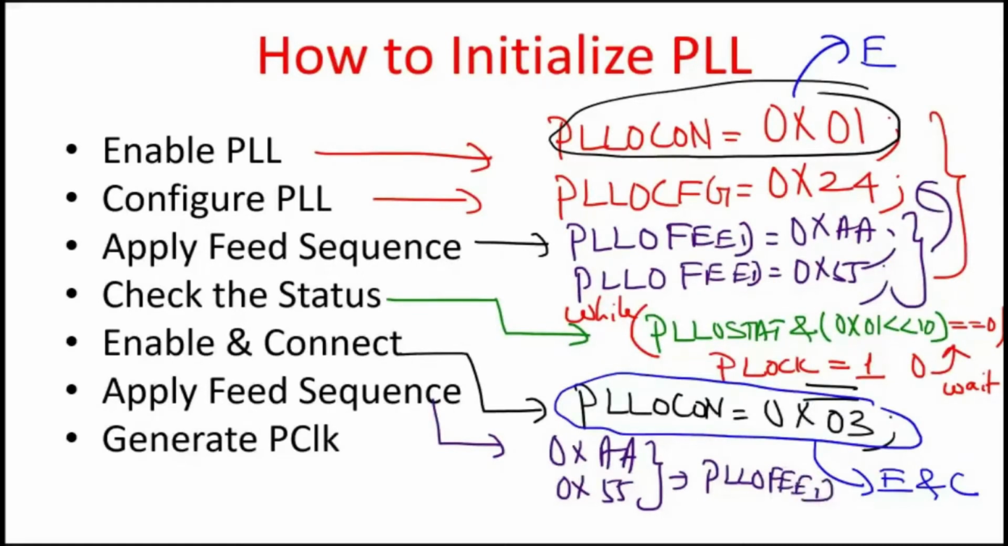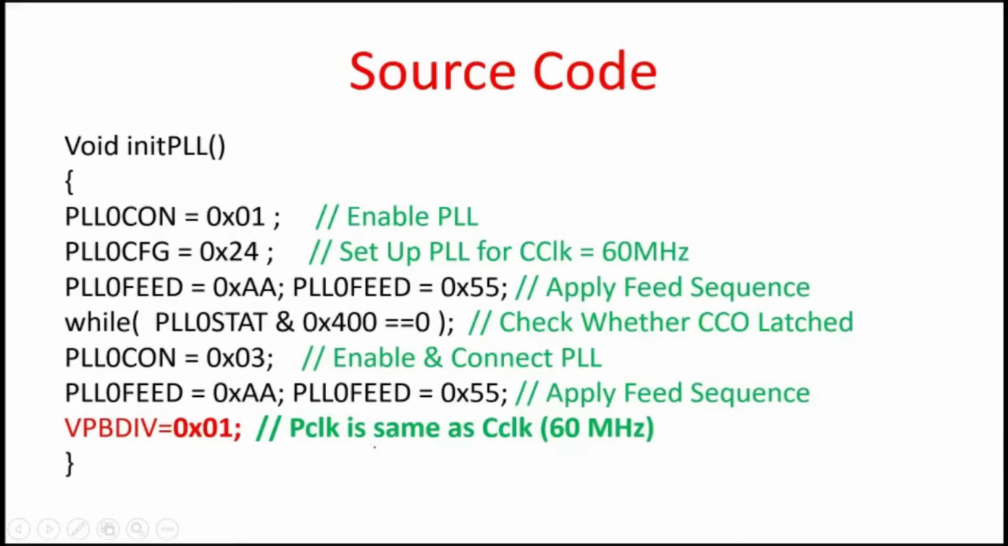Last but not the least, I have to generate the P clock. How do I generate the P clock? I write VLSI peripheral bus divider, which is a 32-bit SFR. I load that with 01. If I load that with 01, I end up in getting P clock is equal to CPU clock. So that is the last thing that I do. So this is what we did. So for this 5 line of code, you require 1 hour of discussion. So that's what we did here.